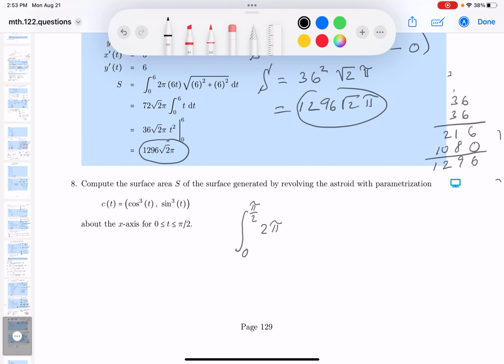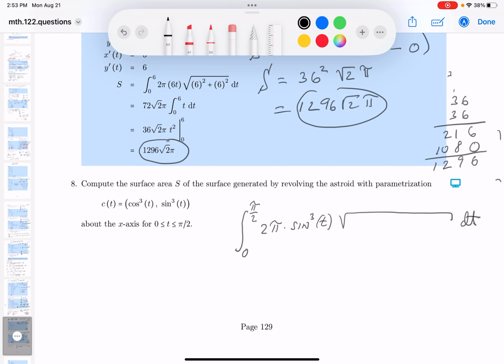We're rotating this about the x-axis. We're looking for the y-coordinate. And that's going to be sine cubed of t dt. All right, let's look at this now.